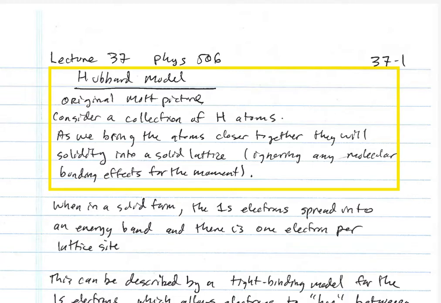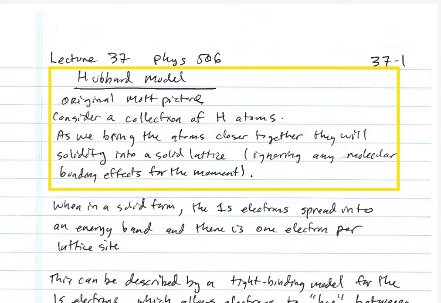So the original Hubbard model starts off with a picture from Neville Mott, who asked the question, what would happen if I had a collection of hydrogen atoms, and I brought those atoms closer and closer together? Now, when they're isolated hydrogen atoms, they each have one electron. We're going to ignore the fact that they might try to find another hydrogen and bond into a hydrogen molecule. Let's assume for the moment that that doesn't happen. Those electrons are really bound to the hydrogen atoms.